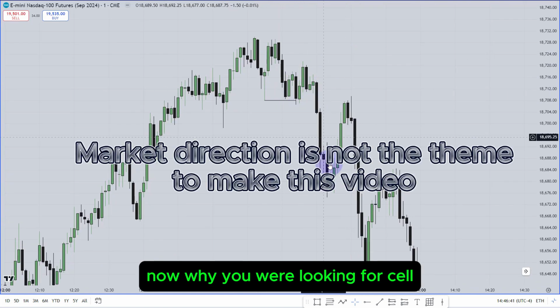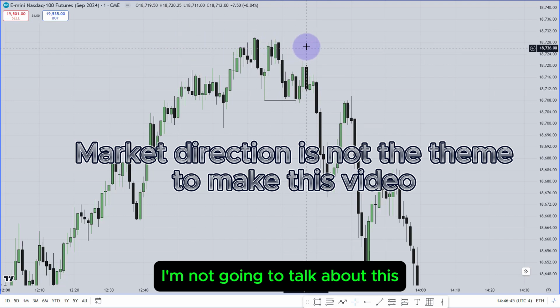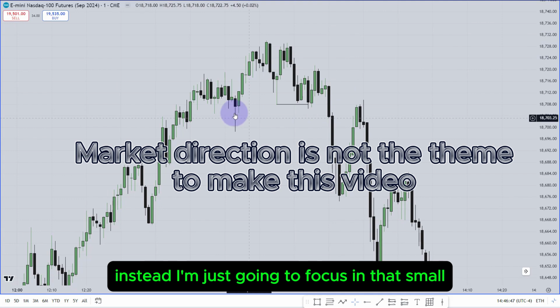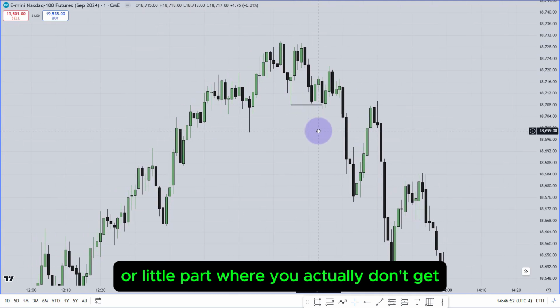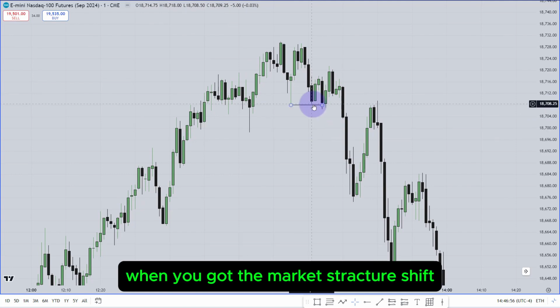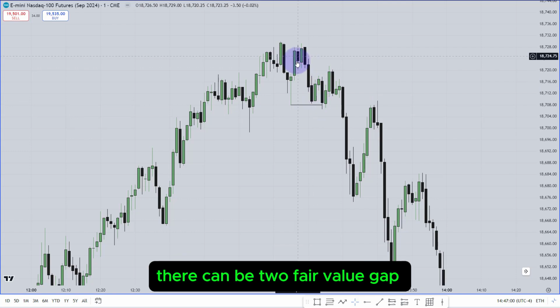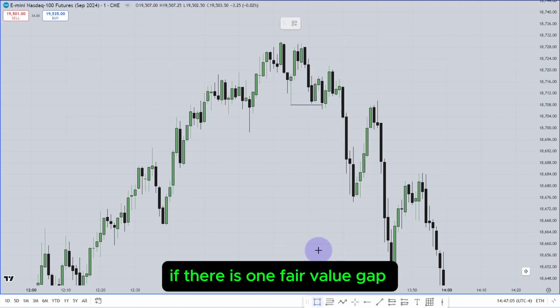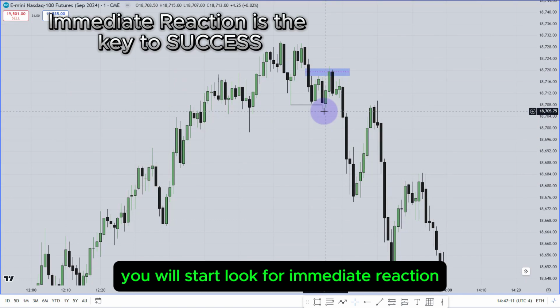Now, why are you looking for sell? There can be again any kind of fair value gap, anything over there. I'm not going to talk about this. Instead, I'm just going to focus on the small or little part where you actually don't get that much attention, or you don't give the focus. When you got the market structure shift, what should you look for? Obviously, a fair value gap. There can be two fair value gaps. There can be one fair value gap. If there is one fair value gap, for example, over here, as you can see, there is a fair value gap. You will start to look for immediate reaction.